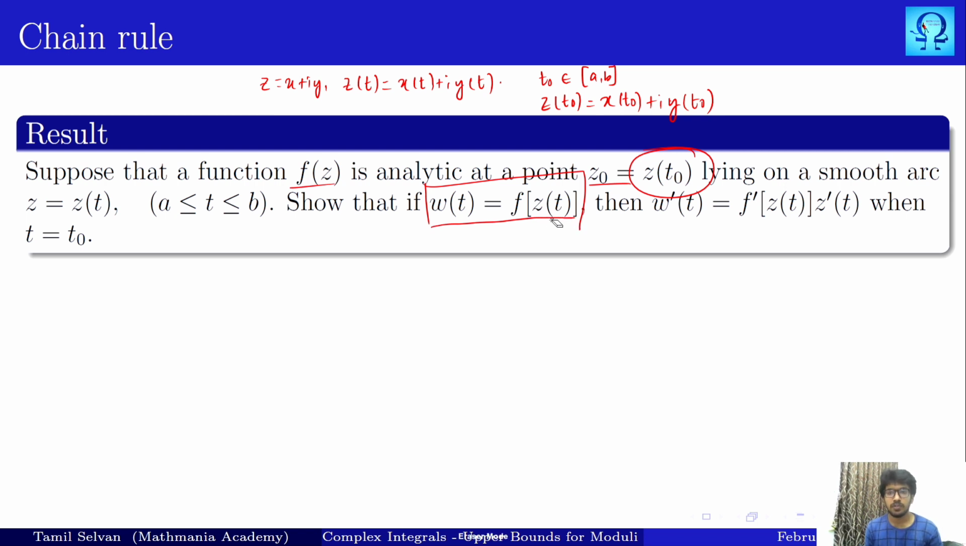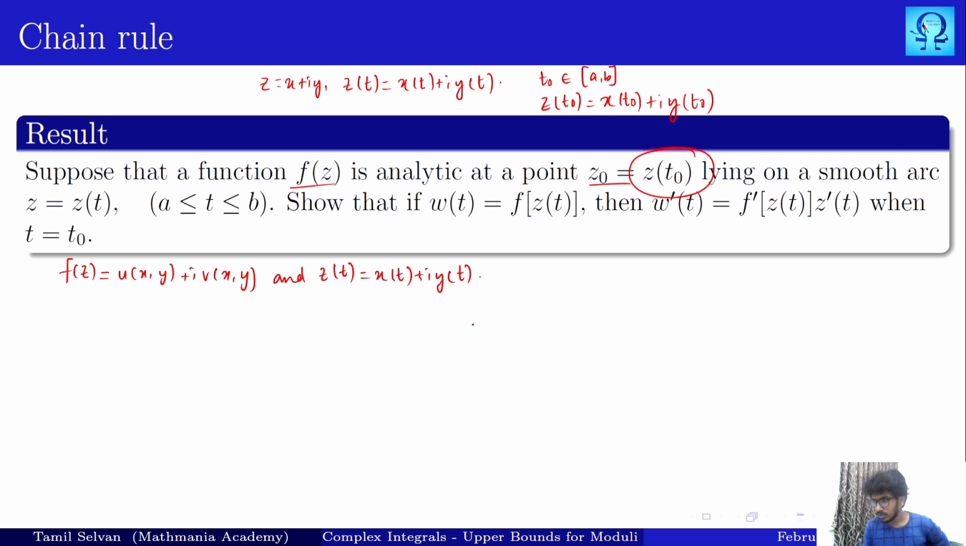Now we have the function w of t, which is a function of z. So if you differentiate this w with respect to t, what happens? This is what we have to prove here. So in order to prove this, we'll have to make use of the ideas. First of all, let me write f of z as u of x y plus iota times v of x y. This is our usual notation, right? And as I said, these are the considerations that we have to make in order to complete this: x of t plus iota times y of t. So this is there.